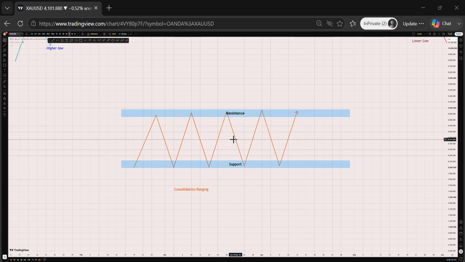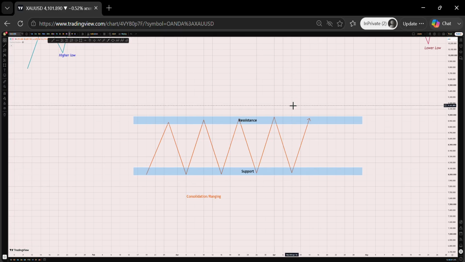So we've labeled our resistance and support. Once again, a resistance is much like a ceiling. There's a region where price finds a hard time breaking above. And then support is also like the floor. There's a region where price finds a hard time breaking beneath, or a region on the ground where price is able to bounce off. And then the resistance is like a ceiling, and price hits it and then is able to drop down.